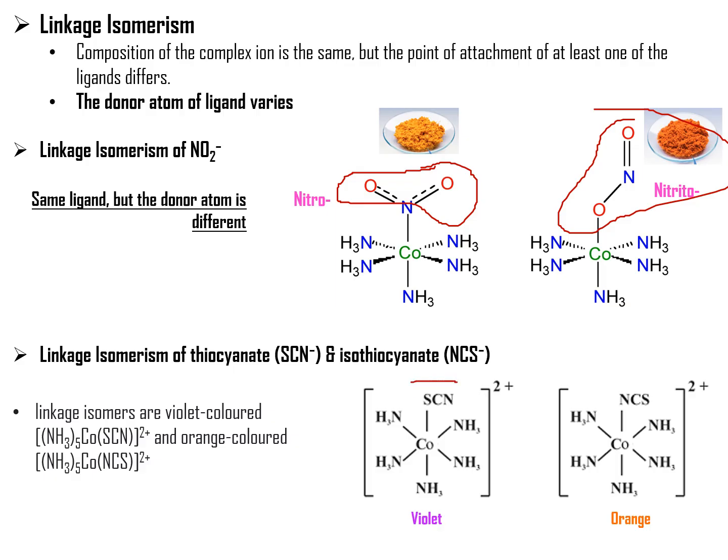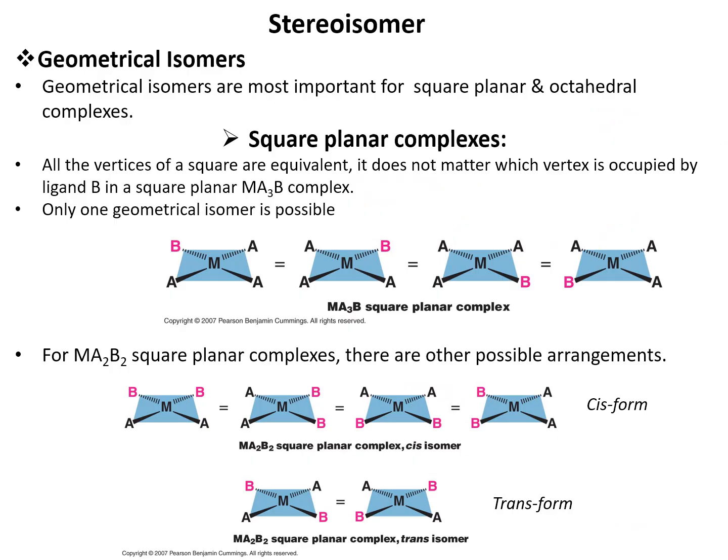The same applies to thiocyanate and isothiocyanate. In the first case, it is attached through the sulfur. In the next case, it is attached through the nitrogen, as isothiocyanate, and their characteristic colors are also different. I guess you got the clear idea. Nitrite and thiocyanate both have ambident ligands, as we discussed before. Now let's begin with stereoisomerism.